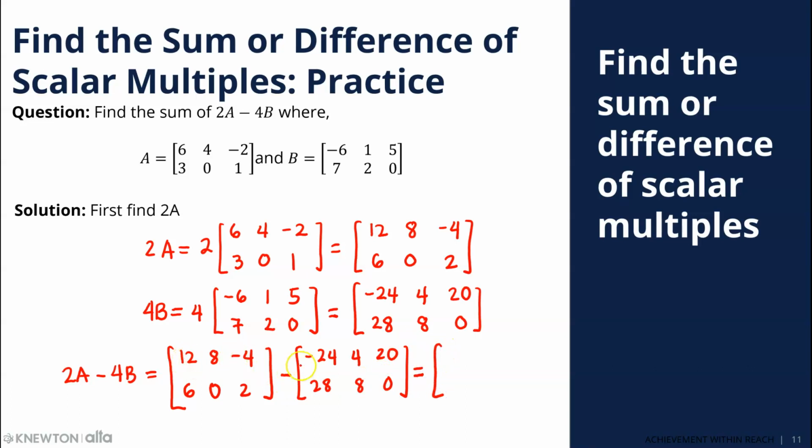So 12 minus negative 24 is positive 36. And 8 minus 4 is positive 4. Negative 4 minus 20 is negative 24. 6 minus 28 is negative 22. 0 minus 8 is negative 8. And 2 minus 0 is 2. So this matrix here is the matrix 2A minus 4B.